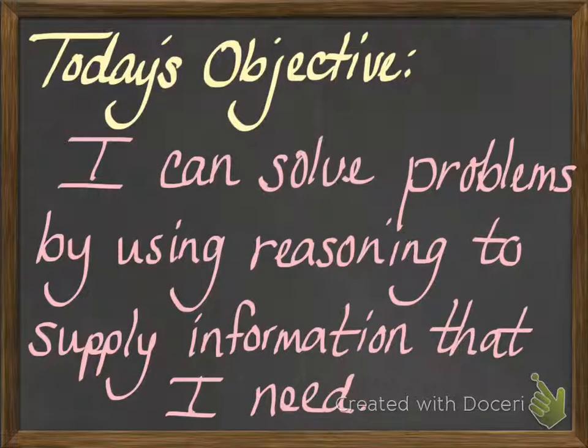Today's objective is I can solve problems using reasoning to supply information that I need. And today for our lesson, you're going to really be using reasoning, using logic and what makes sense. In addition to that, we're also going to be using some of the algebra that we've been learning, using those variables to make algebraic expressions. And we're actually going to go a step farther and change them from algebraic expressions into algebraic equations.